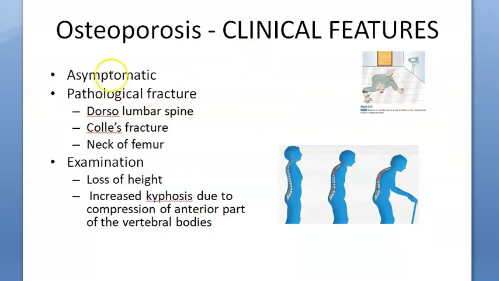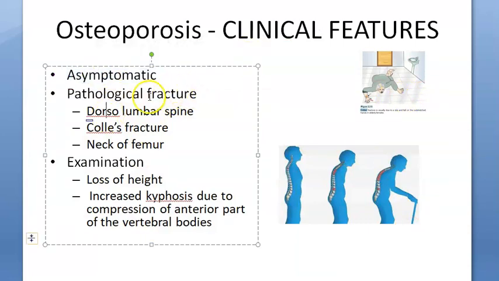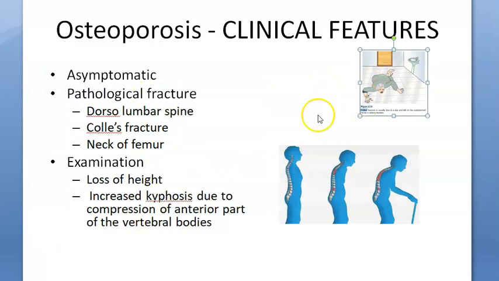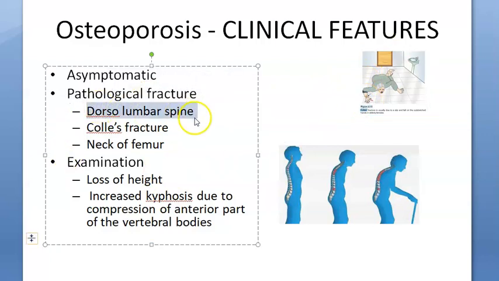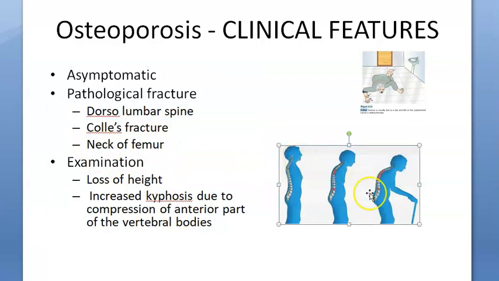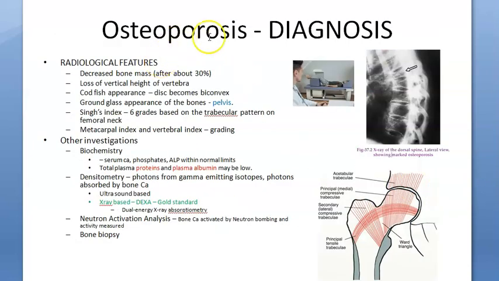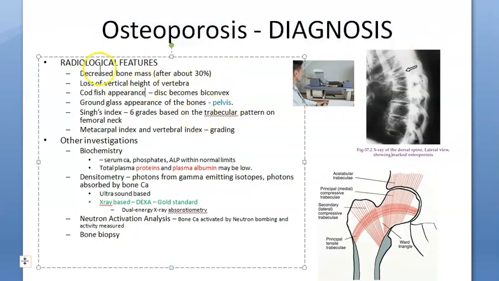The clinical features are, they can be asymptomatic, or they can be having fractures, very easy fracture with very small, trivial trauma. Dorsal lumbar spine, Colles' fracture, that is of your wrist, right? That is of your radius, actually, distal radius, the styloid process. Then femur neck, okay? They will keep losing height, and there will be increased kyphosis due to the compression of the anterior part of the vertebral bodies. Now, when you do the diagnosis, what will you see?